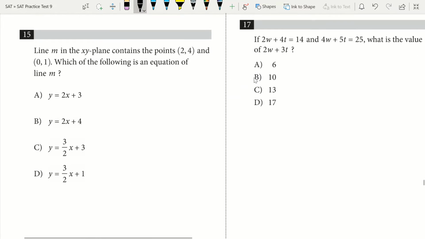Question 15. Line M in the XY plane contains points (2, 4) and (0, 1). Which of the following is an equation of line M? All right, well, I see I have 1 as my y-intercept because x is 0, so I'm looking for an equation with that. There's only one, and that's D, so I don't even have to do anything else. My answer is going to be D.